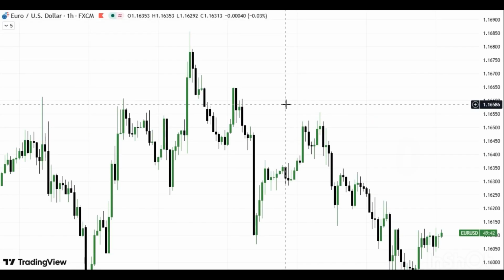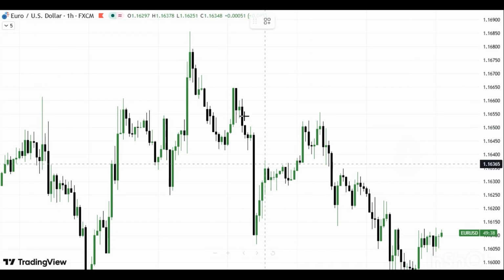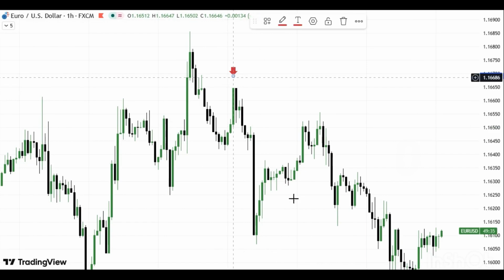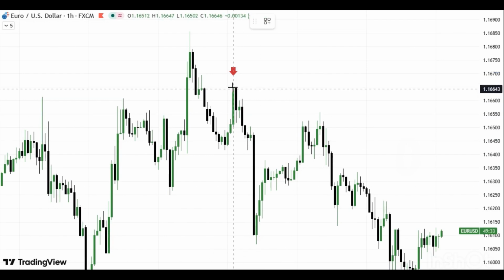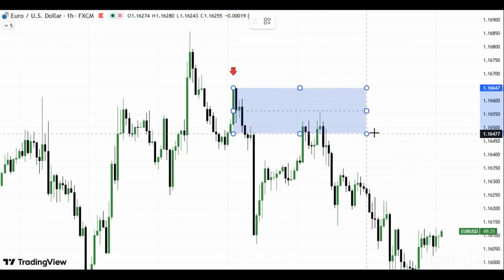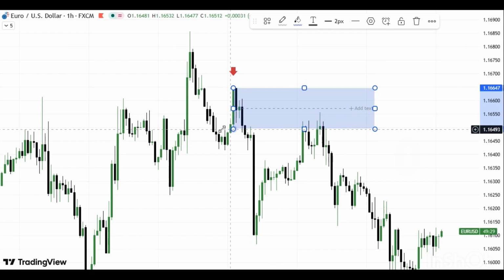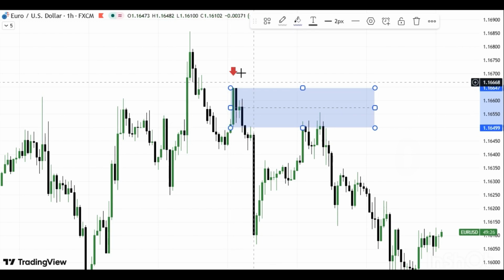So, how does Michael define an order block? An order block is an area where price changes its delivery. In other words, if price was previously bullish, it becomes bearish, and if it was bearish, it becomes bullish. Now, which candle creates this shift?